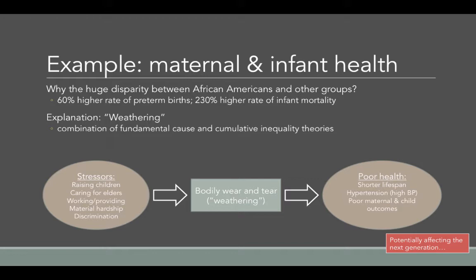Preterm births and low birth weight are also predictors of health problems for those children as they grow older. So you can see that weathering is potentially affecting the next generation and can have intergenerational effects. That is what is meant by the phrase inequality gets under the skin. Inequality that is experienced by these particular women invades their bodies and affects the birthing process, which is just crazy.